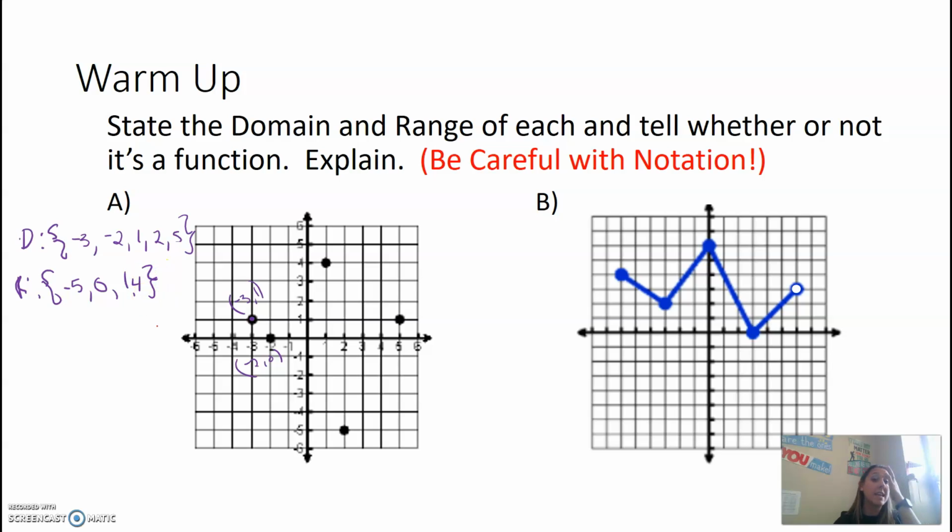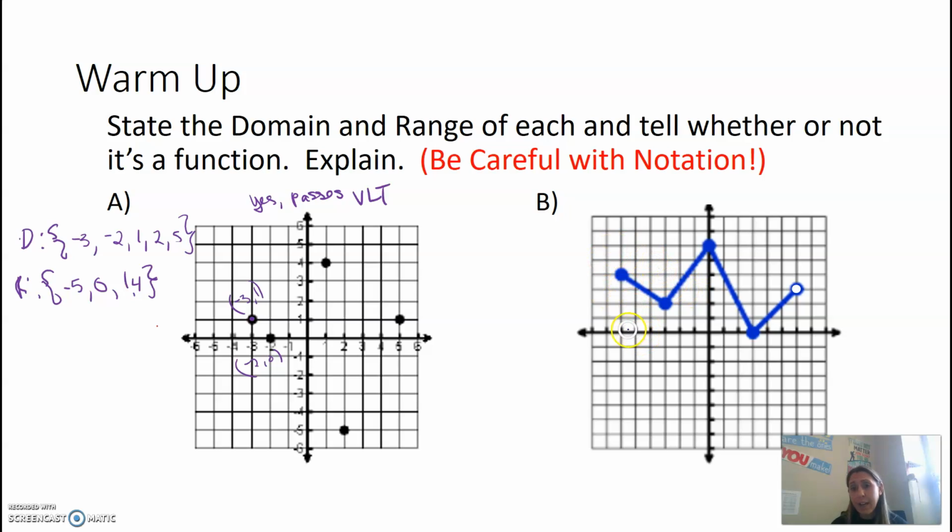So then the last thing is, I've done domain, range. I need to know whether or not it's a function. So if I go and do a vertical line test between these points, I don't hit another point, I don't hit another point, I don't hit another point. So yes, this is a function. It passes the vertical line test.